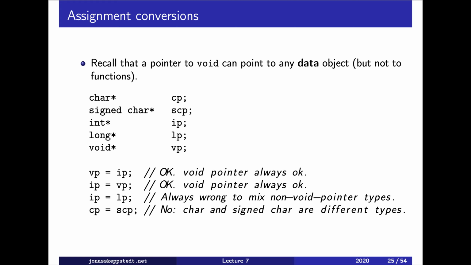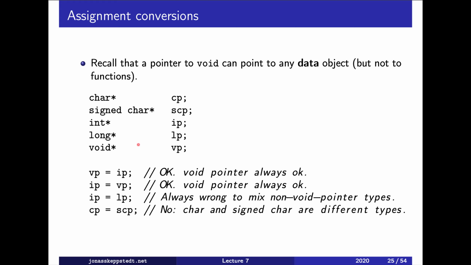In assignments, we are not allowed to mix different pointer types, except if we have a void pointer, either as source or destination. Recall, a void pointer is a generic data pointer, but it is not allowed to point to a function, because a data pointer and a function pointer can have different sizes. So it's not portable. What is valid here? We can save an integer pointer into a void pointer, or the other way around. We cannot save a long pointer into an integer pointer, or a signed char into a plain char. They are different types.